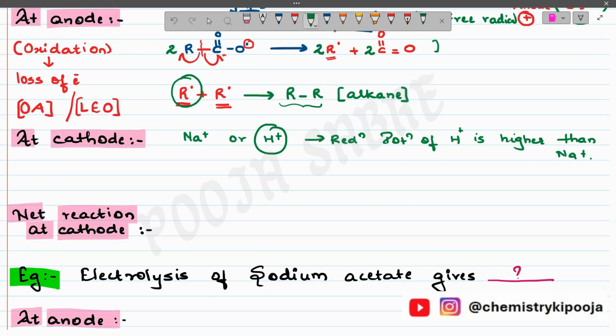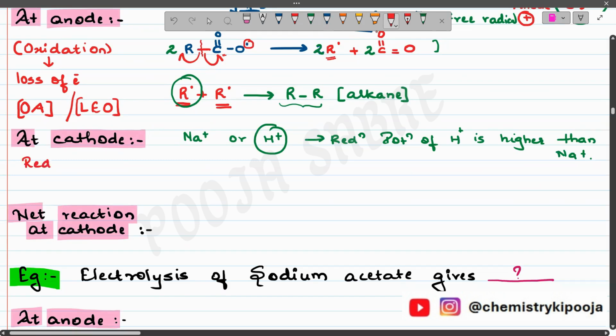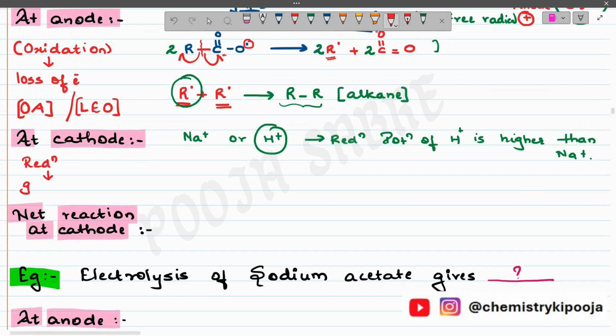Because at the cathode, a reduction takes place. At the anode, it was oxidation. At the cathode, it is reduction. So I'll quickly write down: at the cathode, reduction will take place, and reduction is gain of electrons. Clear? So it is going to gain electrons and form hydrogen gas.